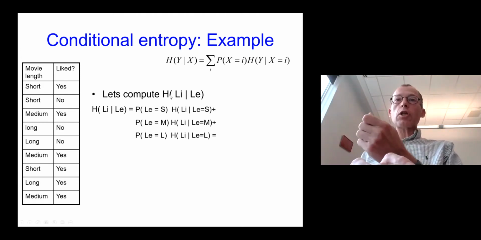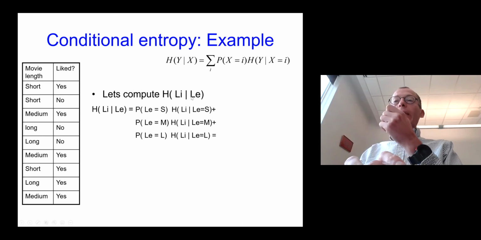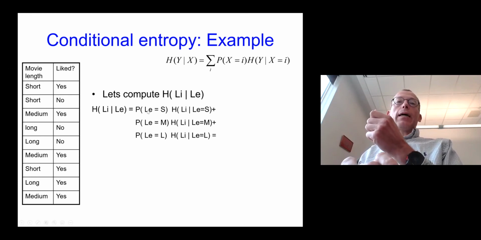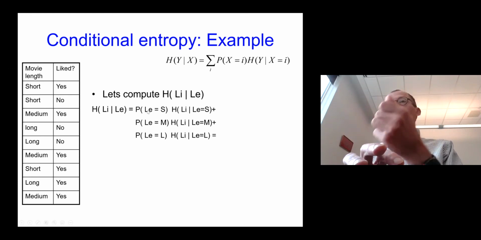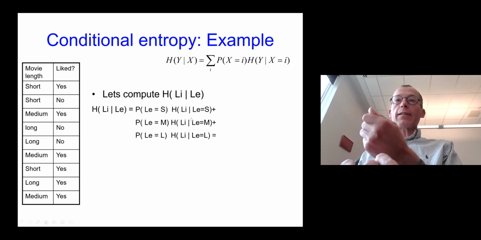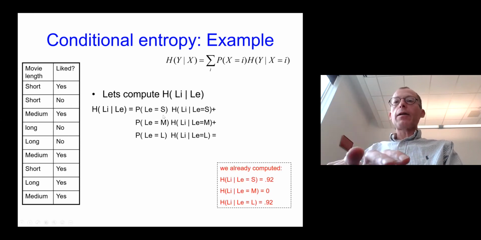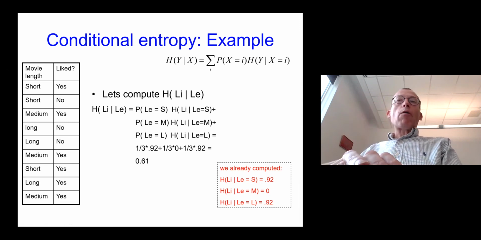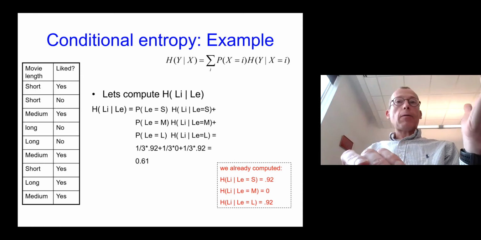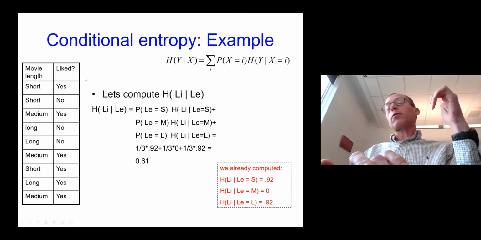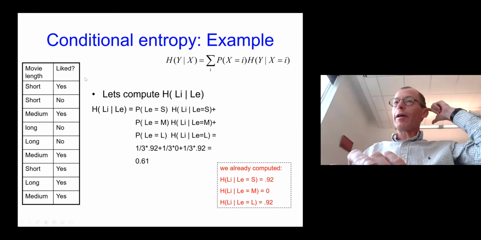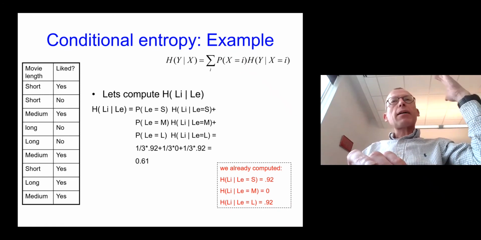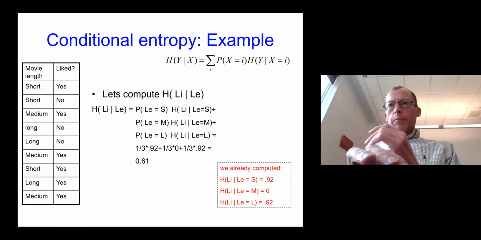So the conditional entropy of the label on the length is just a summation over the conditional entropy of each of the answers times the probability of that answer. And if we do it, we get 0.61. This is just the logs. Now, of course, we can do this for any of the questions. This is one question, but we also have a director, and we have famous actors, and we have other things. We can do it for all of them.